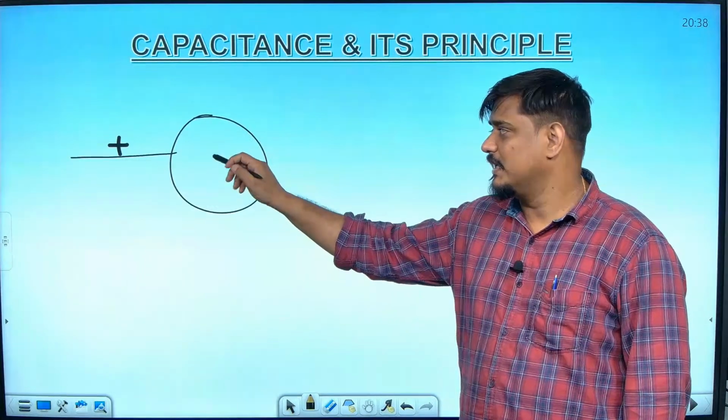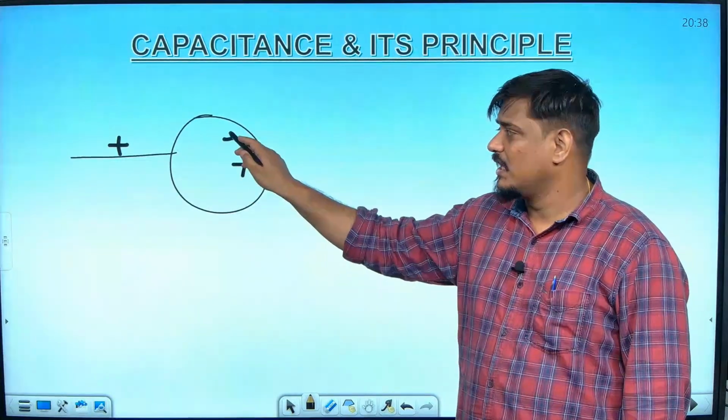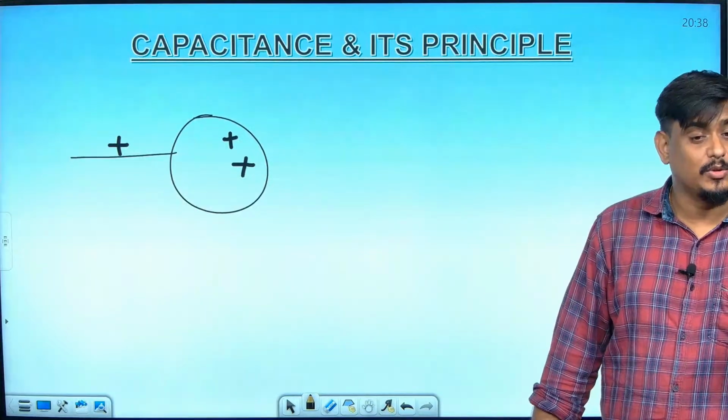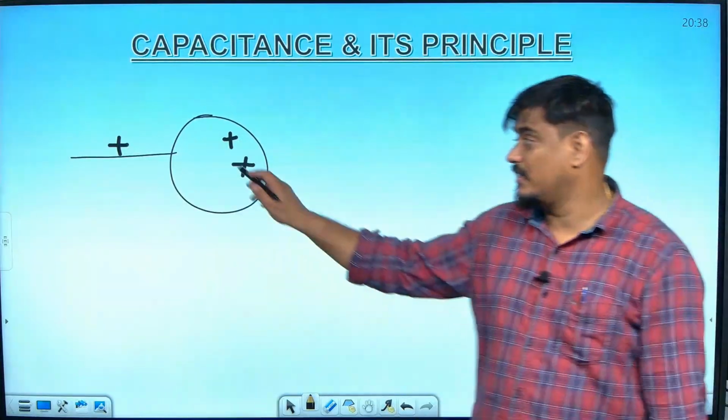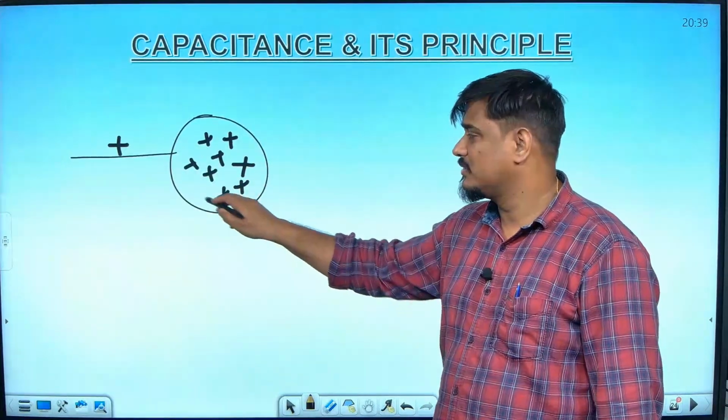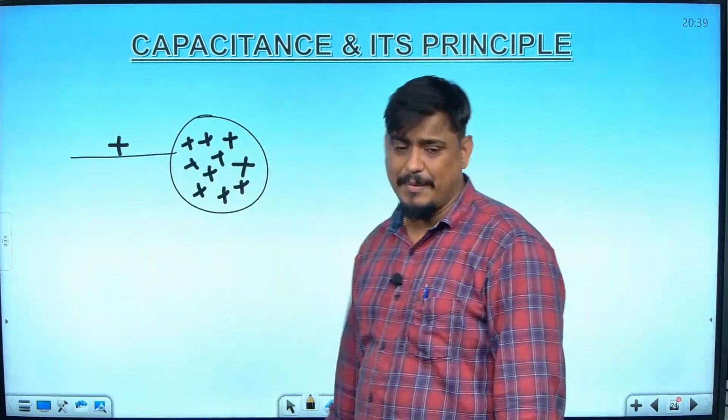So if I send another positive charge, then it will have a repulsive force. Some work has to be done to send it inside. The work that you are doing to send the charge inside this conductor, that work only is stored as what? The energy of the capacitor.